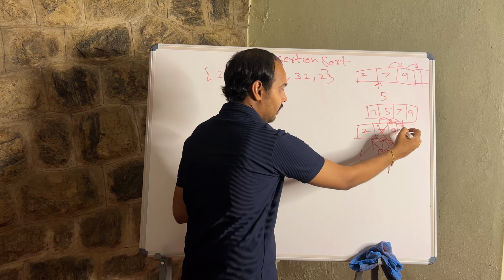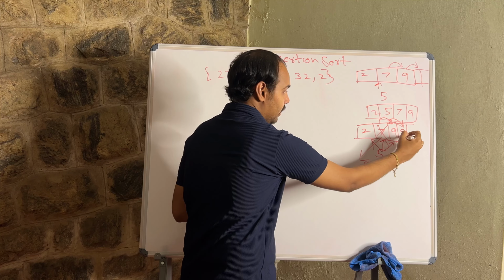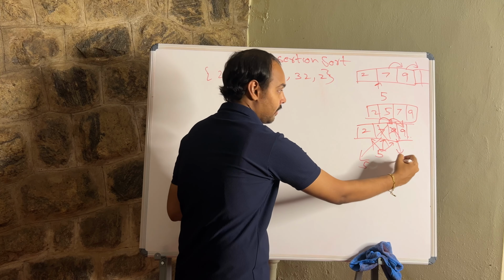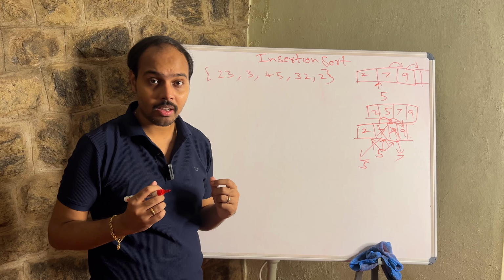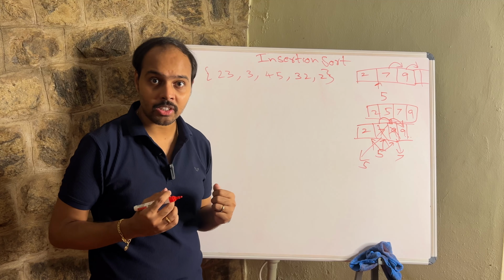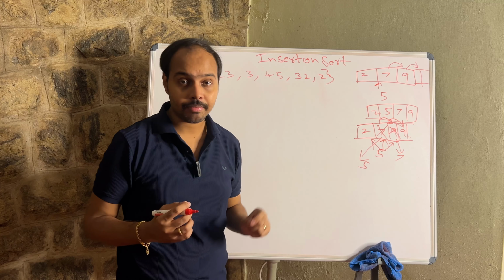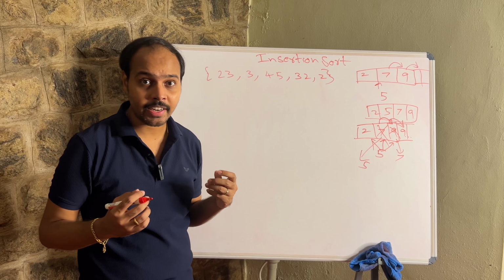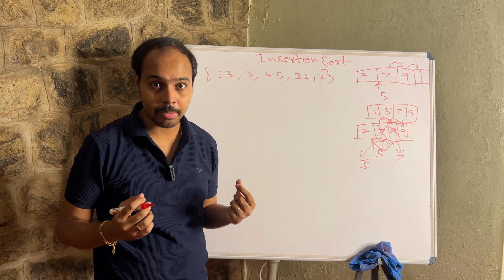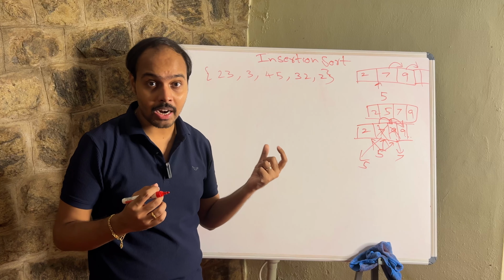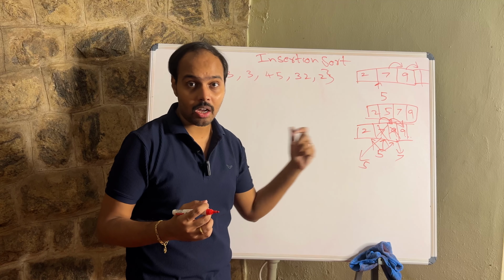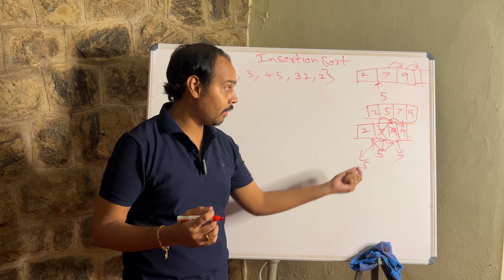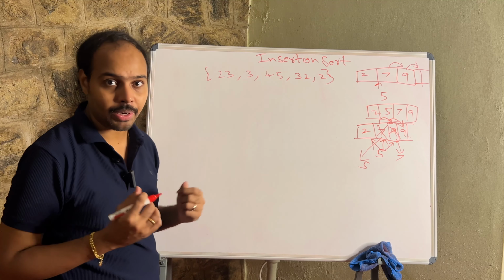So already we have 9 here and we have 7 here. Whenever the number is bigger than the number we are trying to insert, we copy it one position ahead and create a space for the element to be inserted. We do this until we find the right position for our element to be inserted and we insert it there. It's as simple as that.